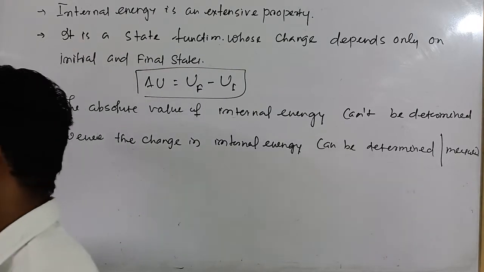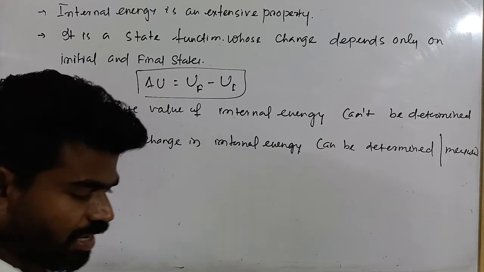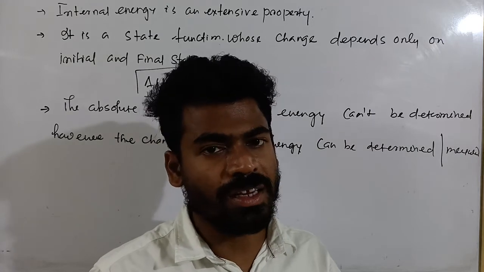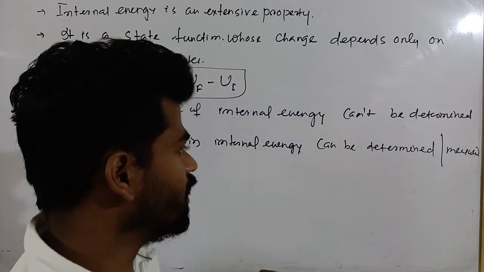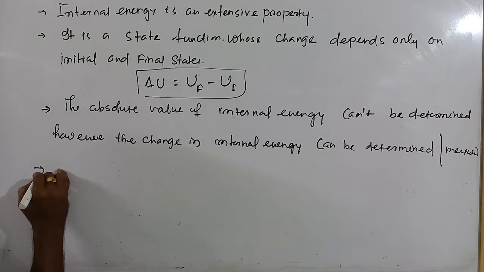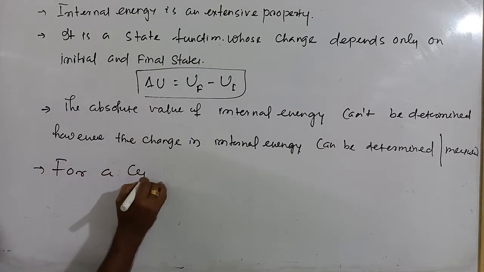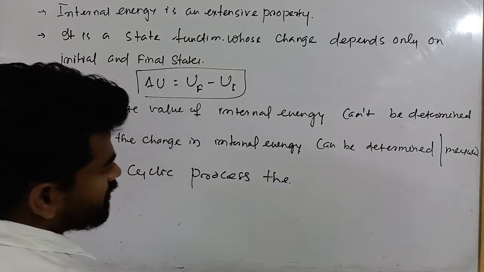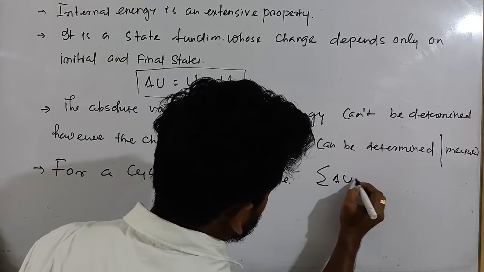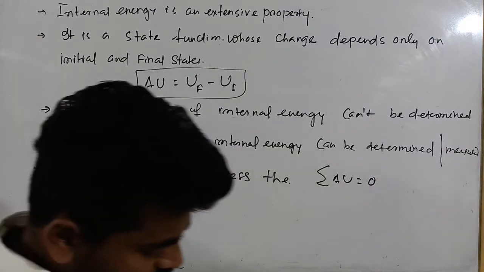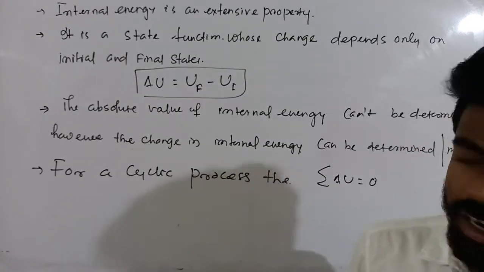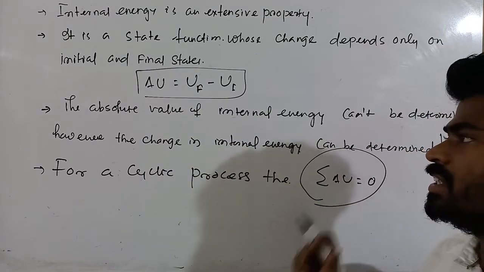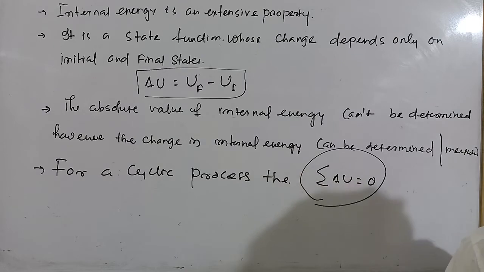That clear? So again I have told you, for a cyclic process, since after several changes of state it is back to the original state, the initial energy becomes the final energy. So the change in internal energy will be 0. I can write over here, for a cyclic process, the change in internal energy is equal to 0. Del U is 0. Because the energy at the initial state becomes equal to the energy of the final state. That's why for a cyclic process, the change in internal energy is 0.